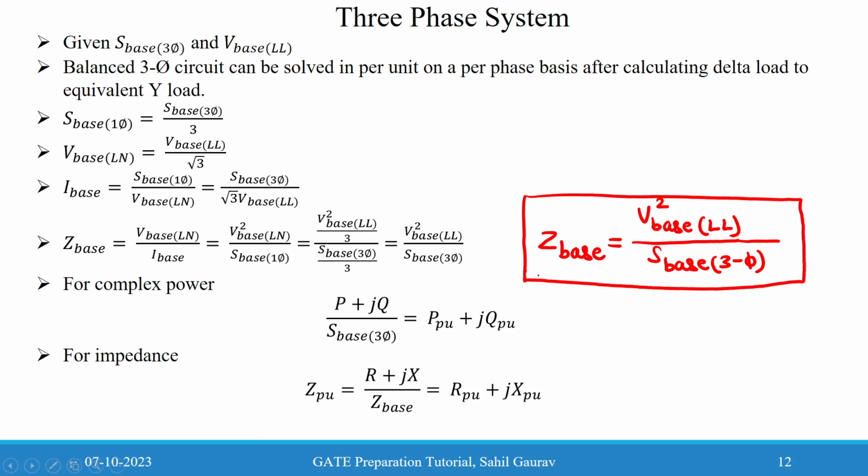Just like in the single phase system, for the three-phase system you have to put the line voltage and the total three-phase apparent base power.